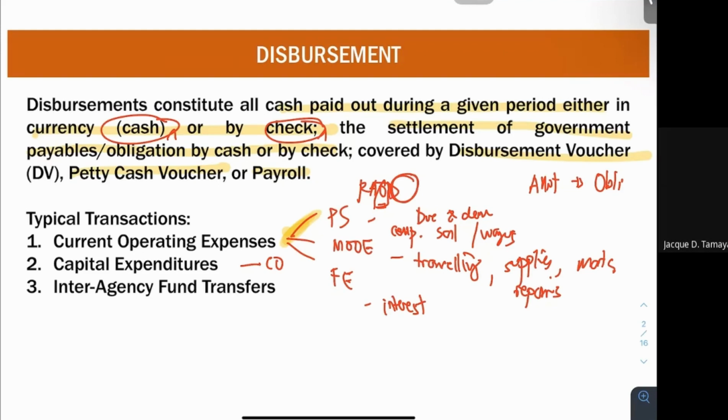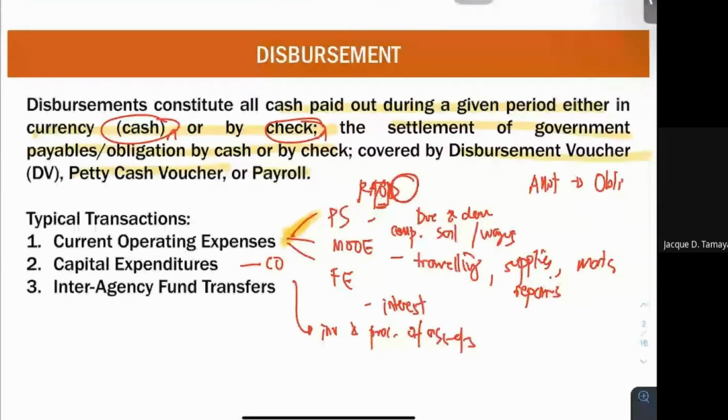Now, once there is an obligation, you need to disburse it. And when you disburse, again, what are the items? Items of PS, MOOE, items of FE, and items of capital expenditures or your capital outlays. General examples of capital outlays under your government accounting are the investment and procurement of assets. So normally, investment and procurement of assets is the most common example of your capital expenditure.